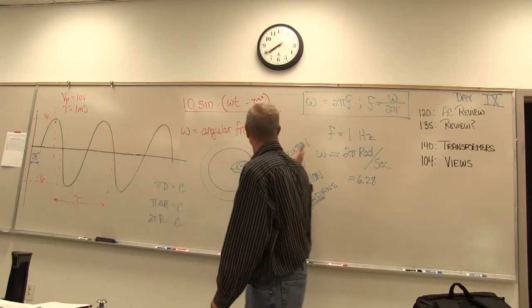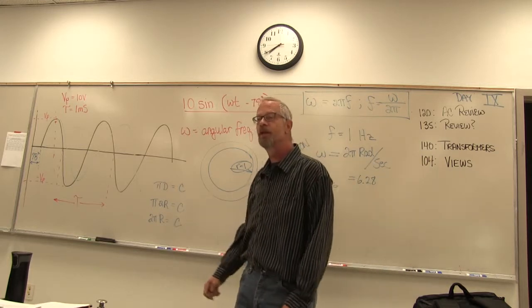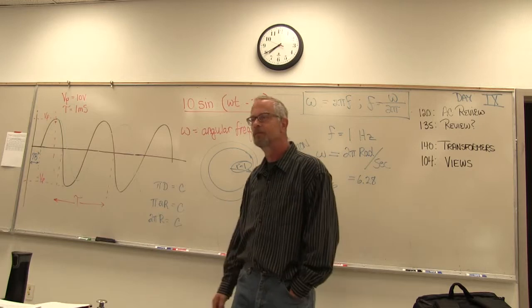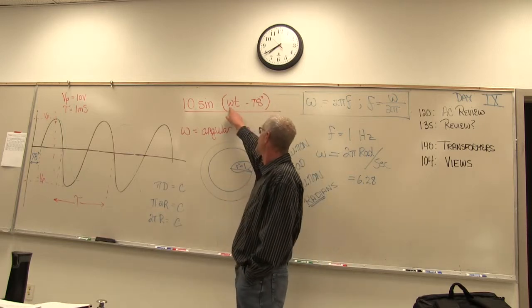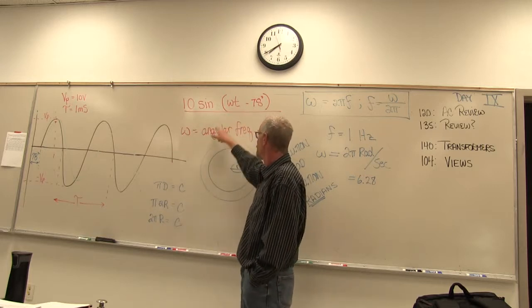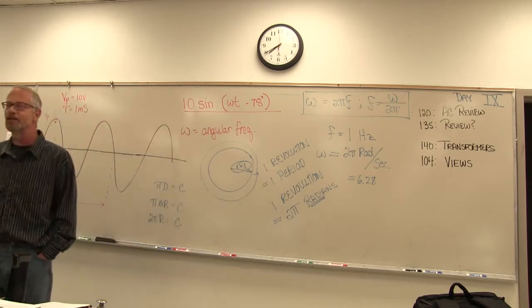At this point, all we've done is define what omega is. We haven't actually used it yet, but we're going to use it here. Now we're going to go back to that problem. Now that we know what this omega is, we're going to calculate it for this, and then use it here to find out what the voltage is at a particular time.